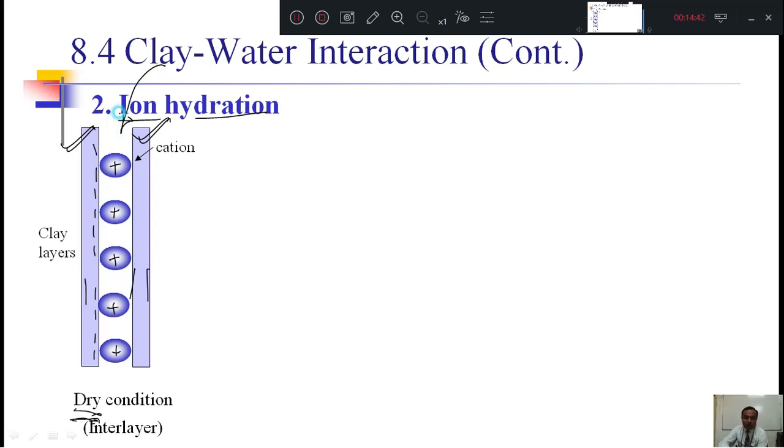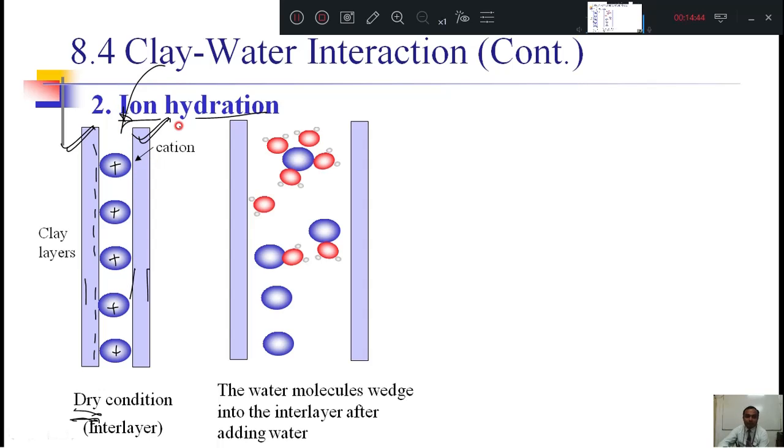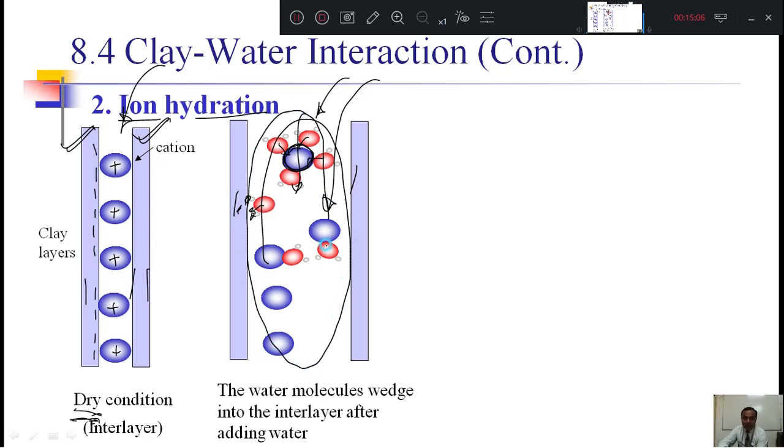When I put water to this, what happens? When I pour water between the two clay particles, water will start entering here. Here one cation is there. For that cation the water will be attracted, and for the clay also the water is attracted. Like that, when water comes in contact with the clay particles, even the cations other than the clay, there also the water will attract, and the clay surface also attracts the water.